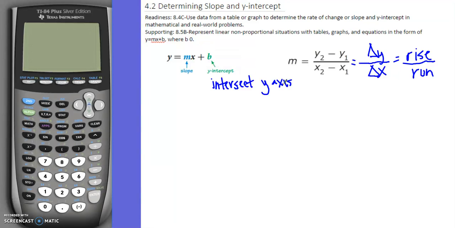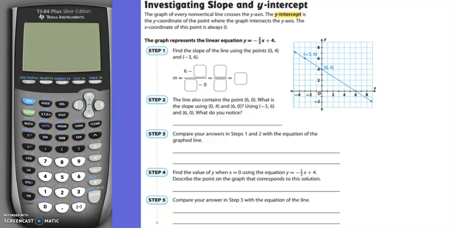Okay, let's take a look at example 1. It says investigating slope and y-intercept. The graph of every non-vertical line crosses the y-axis. The y-intercept is the y-coordinate of the point where the graph intersects the y-axis. The x-coordinate of this point is always 0.